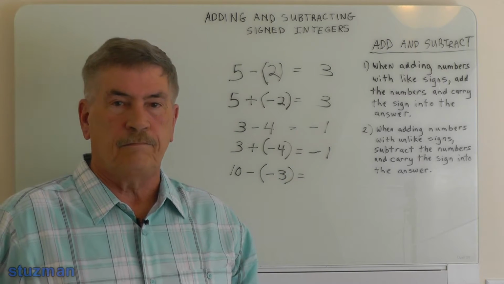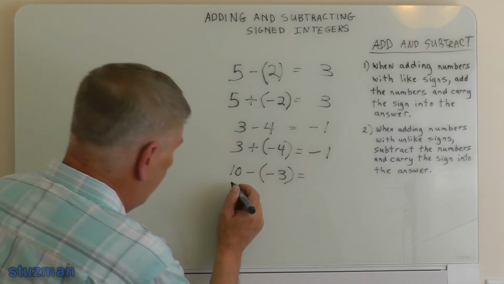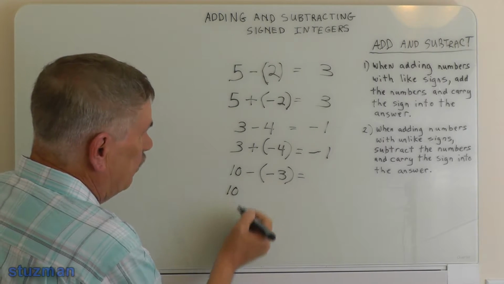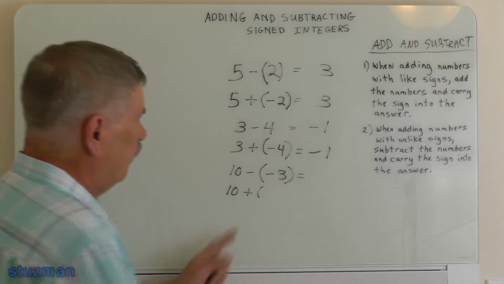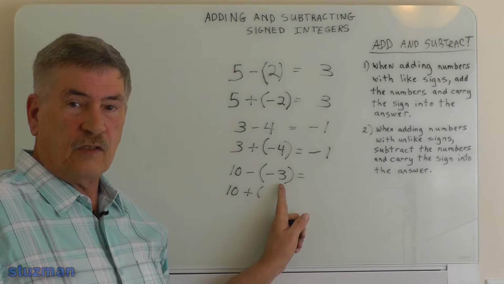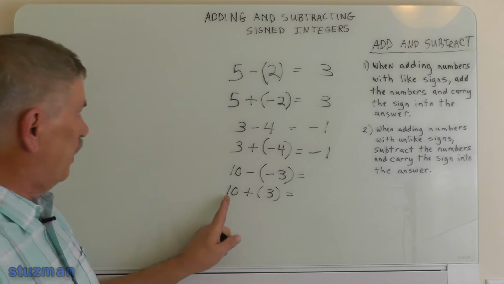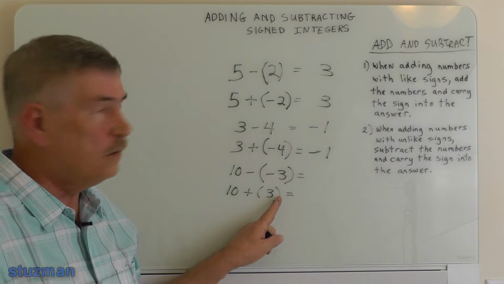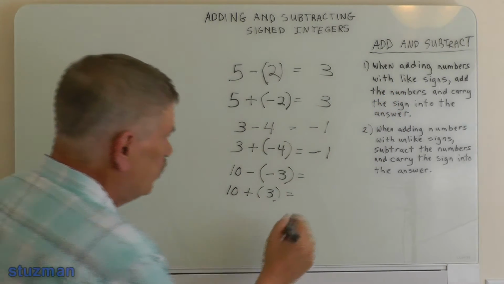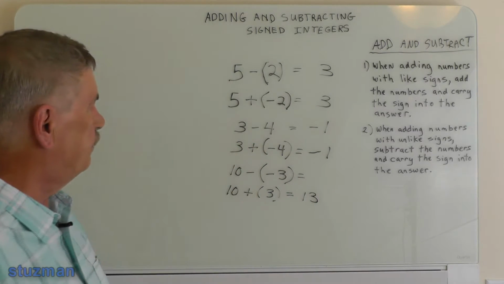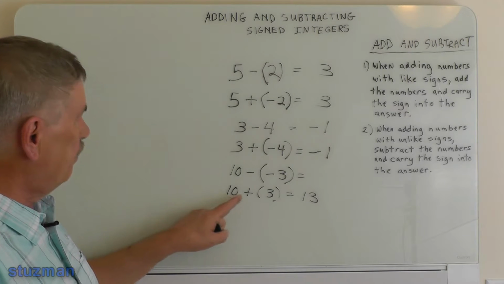Okay, what would that be? Well, let's look at it as an addition problem. We bring down our 10. We change our subtraction symbol to an addition. Whatever this is over here, this is a negative 3, so we're going to make it a positive 3. Now you can see we got 2 positive numbers. That takes us back up to rule number 1. So we just add and bring down the sign. So it's just going to be 13. So 10 minus minus 3 is the same thing as 10 plus 3.